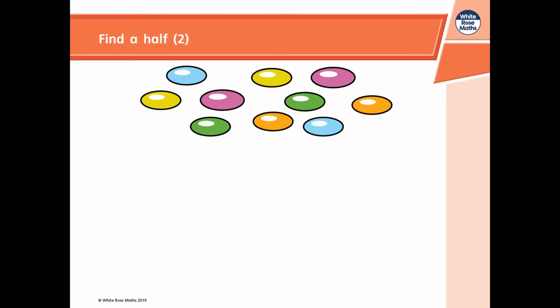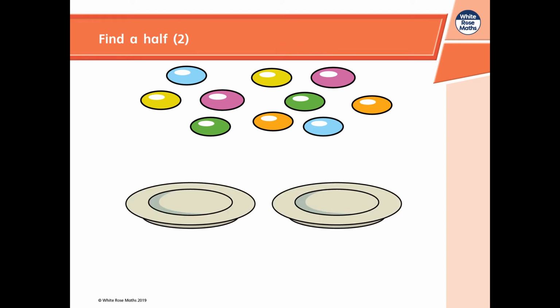Today we're going to continue talking about find a half. Remember, in the last lesson we were looking at pictures and objects and shapes and trying to look at what 1/2 looks like. Well, today we're going to continue, only we're going to look at groups of objects and finding a half. Think back to when we used to make equal groups.